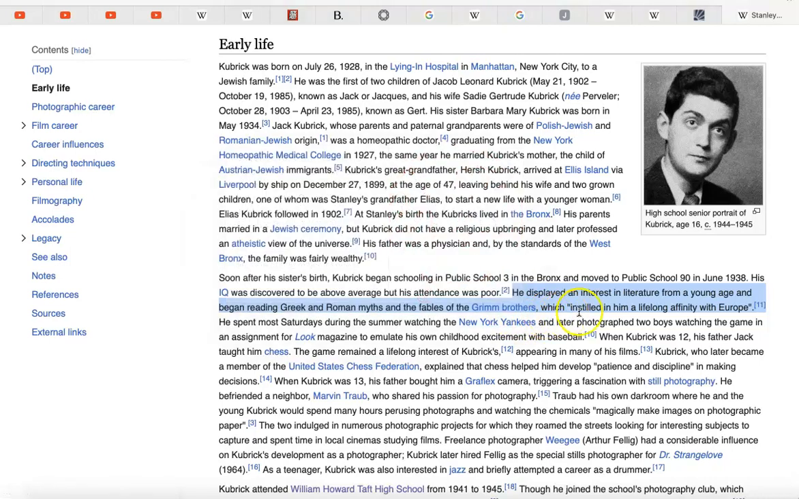This is the part. Okay, he displayed an interest in literature from a young age and began reading Greek and Roman myths and the fables of the Grimm brothers, which, this is in quotes, "instilled in him a lifelong affinity with Europe." Okay. All right. It says here his parents married in a Jewish ceremony, but Kubrick did not have a religious upbringing and later professed an atheistic view of the universe.